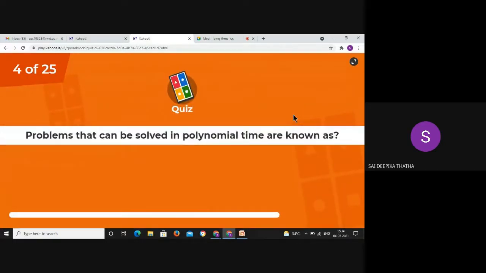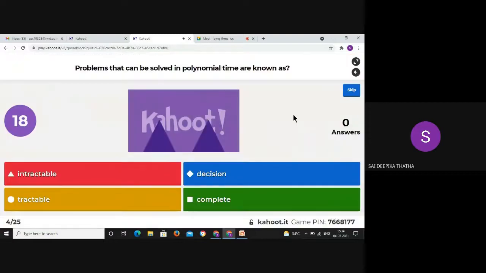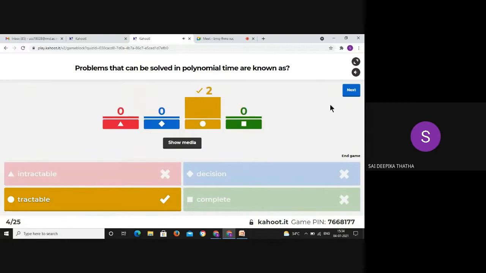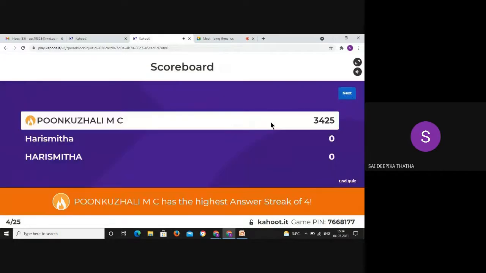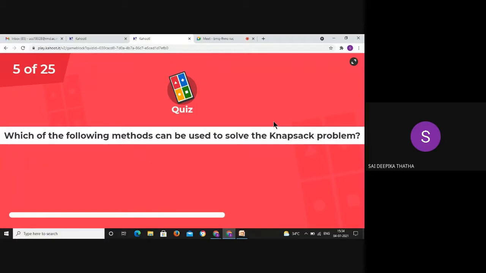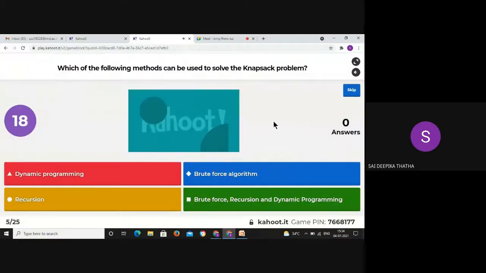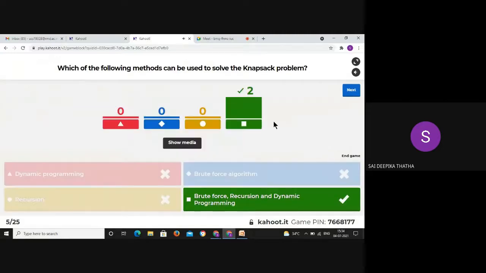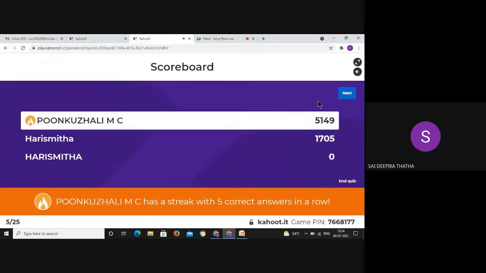Problems that can be solved in polynomial time are known as tractable. Poonkulli, Harishmita. Which of the following methods can be used to solve the knapsack problem? Dynamic programming, brute force algorithm, recursion, whether 3 can be used. Oh, 3 can be used. Again, Poonkulli is on top.